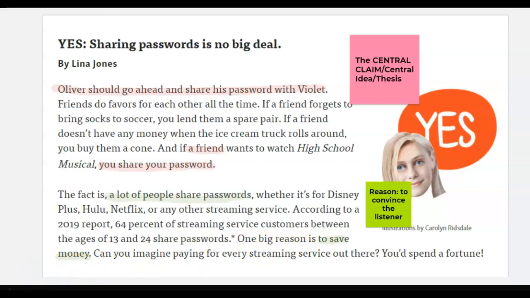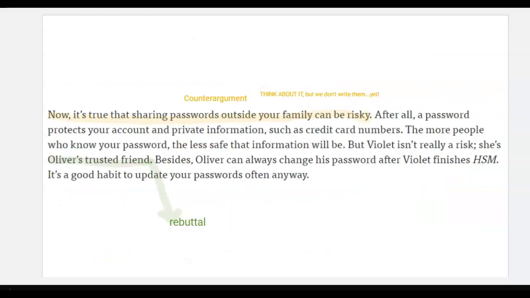Notice how the author expands those reasons. They don't just say a lot of people share and you save money, but they expand the ideas. The next paragraph is interesting. It's called a counter-argument.